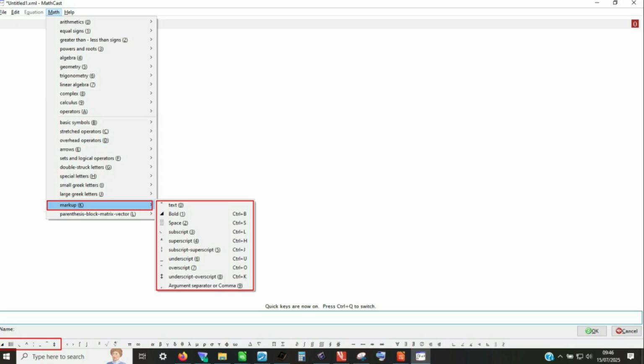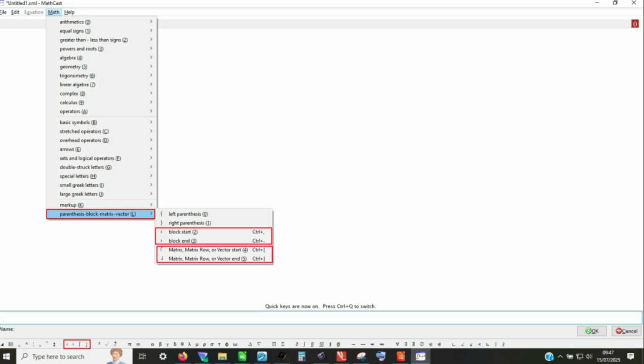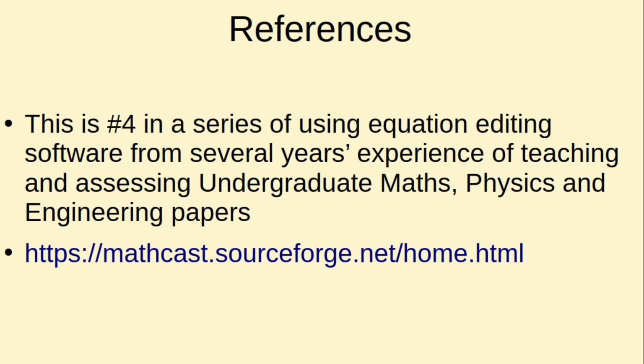And then you've got the last bit, which is really helpful for doing block matrix vectors, parentheses, block start, block end, and the matrix, for really difficult, fiddly terms like a 2x2 or 3x3 matrix. It's really quite simple in this one. It's not bad at all once you understand the programming, the code writing that you do for this. So this is number 4.